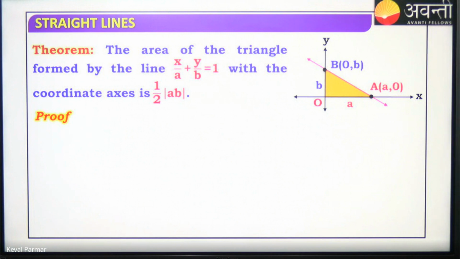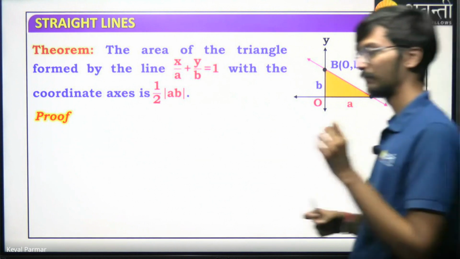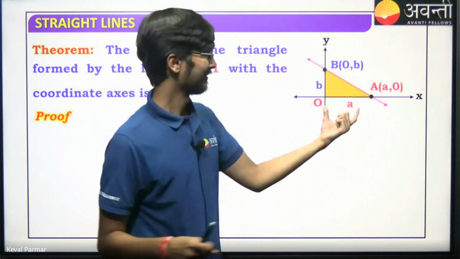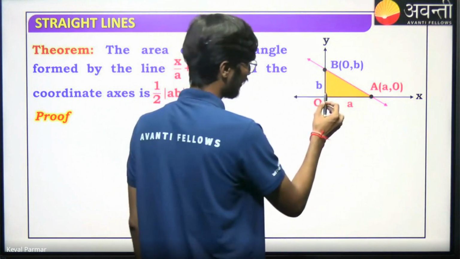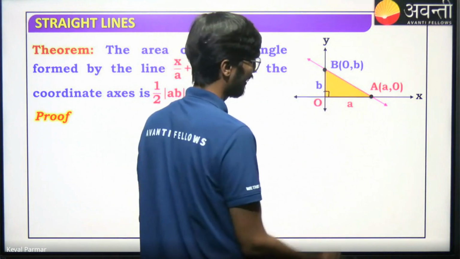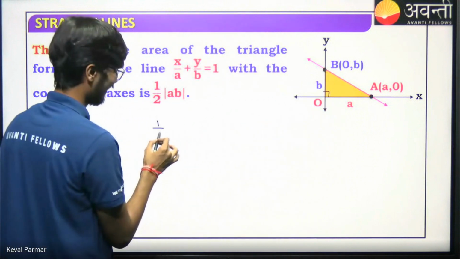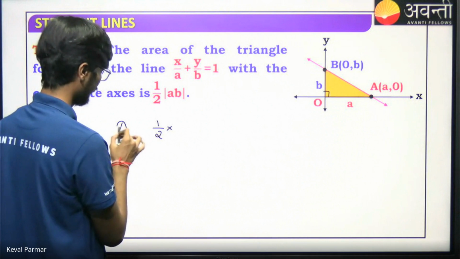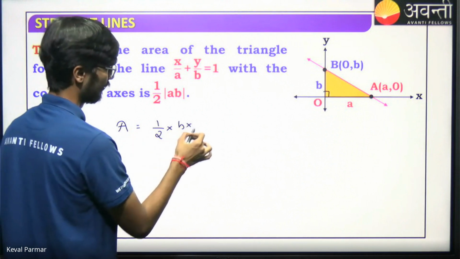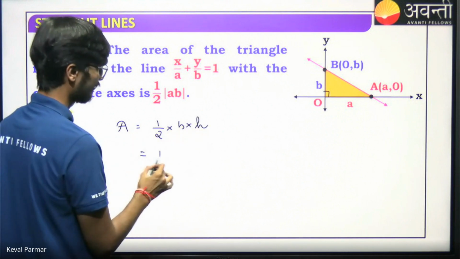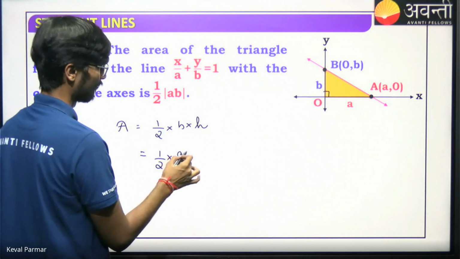So how to find the area of the triangle, guys? Area of triangle is half into base into height. As you can clearly see in the diagram, this is a right angle triangle, and the area will be half into base into height. What is the base, guys? A. What is the height? B.